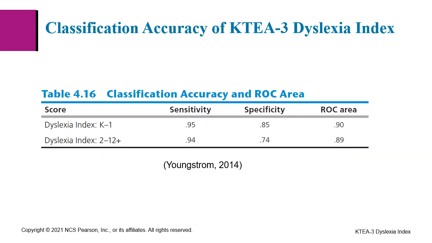However, many of the strongest performing clinical assessment inventories deliver AUC estimates in the 0.7 to 0.8 range because of imperfect diagnostic criteria. See Youngstrom, 2014. As shown in Table 4.16 in the KTEA-3 Dyslexia Index Manual, the AUC estimates for the Dyslexia Index scores indicate that both scores have very good to excellent accuracy in differentiating students with dyslexia from those without dyslexia.